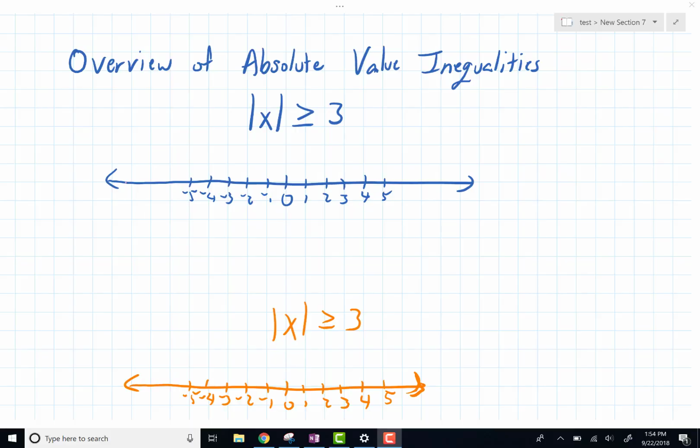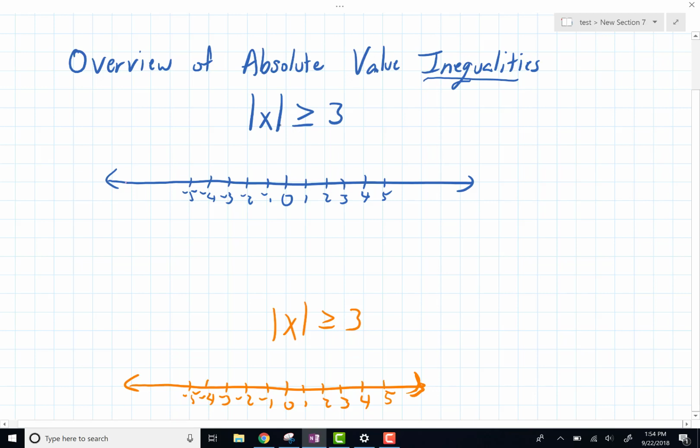So first, just a quick little overview of absolute value inequalities. Because what you'll find is that these are very easy examples and they make a lot of sense. And when the problems get jazzed up, you can just fall back on these easy ideas and it all falls from here.